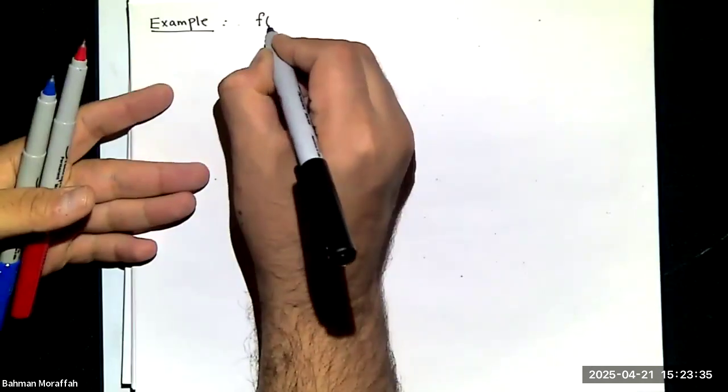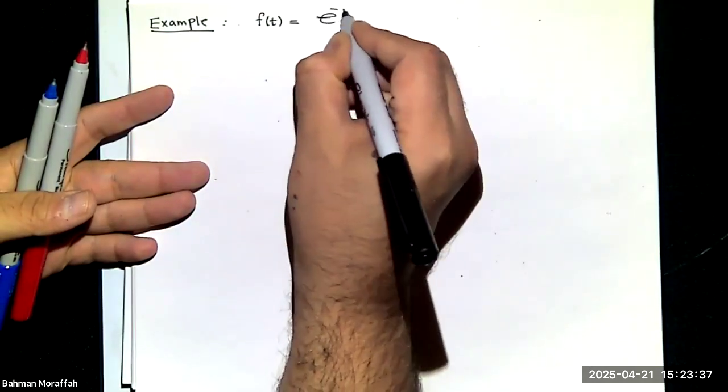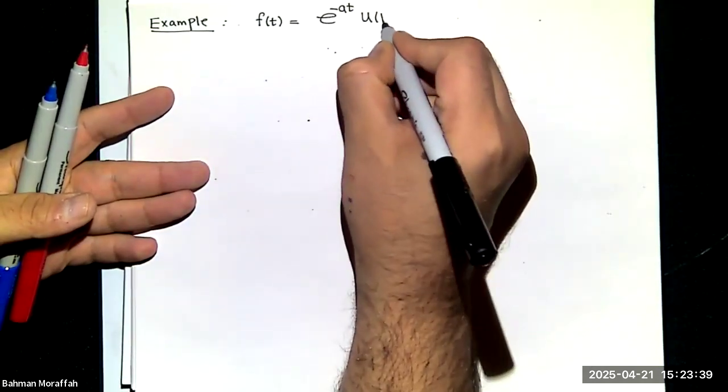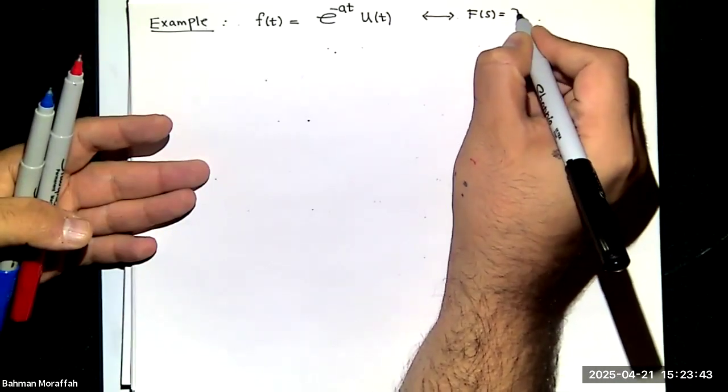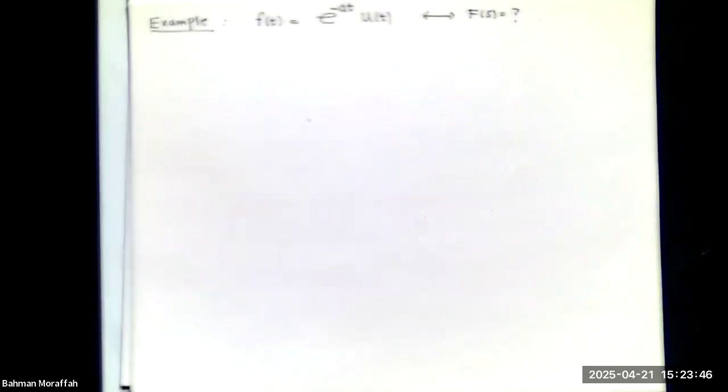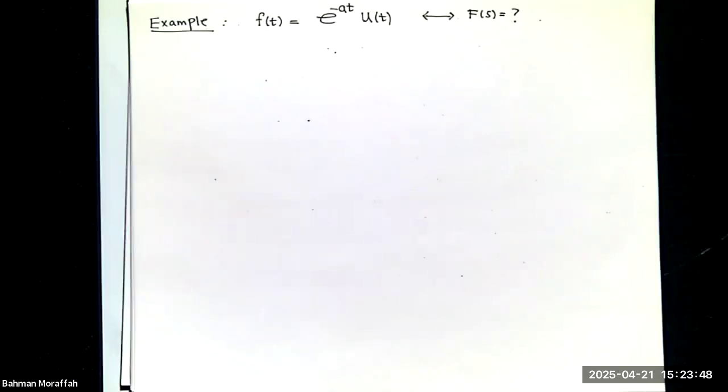Let's just say f of t is e to the power of minus at times u of t. And the question is, what is F of s? Okay. Before applying the formula here, let me draw this function and tell you what it looks like. This function looks like this.